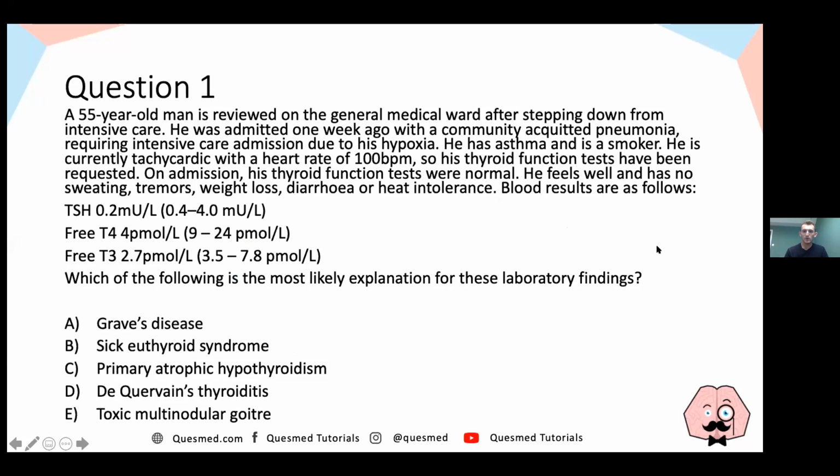So question number 1, a 55-year-old man is reviewed on the general medical ward after stepping down from intensive care. He was admitted 1 week ago with community-acquired pneumonia, requiring intensive care admission due to his hypoxia. He has asthma and is a smoker. He is currently tachycardic with a heart rate of 100, so his thyroid function tests have been requested. On admission, his thyroid function tests were normal. He feels well and has no sweating, tremors, weight loss, diarrhea, or heat intolerance. Blood results are as follows. Which of the following is the most likely explanation for these laboratory findings?